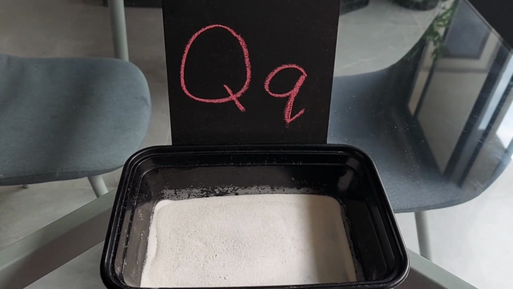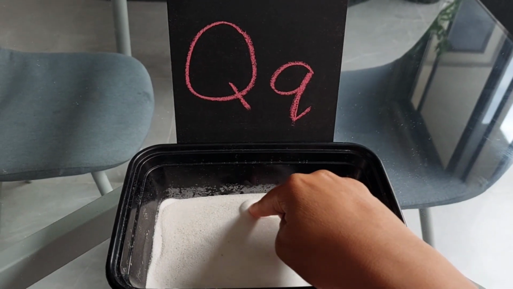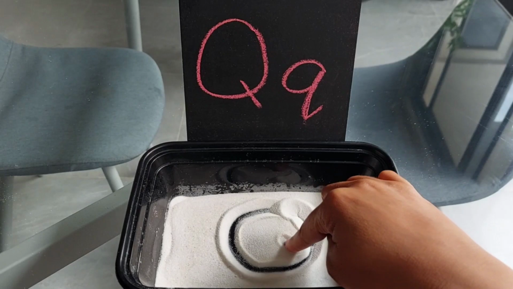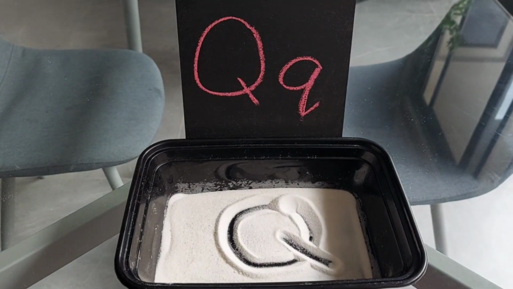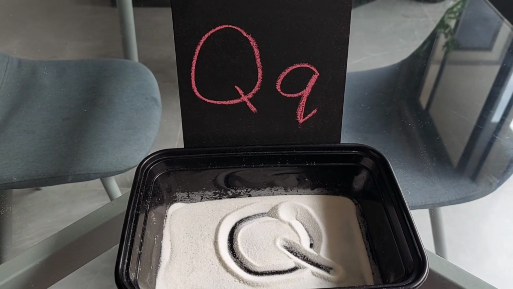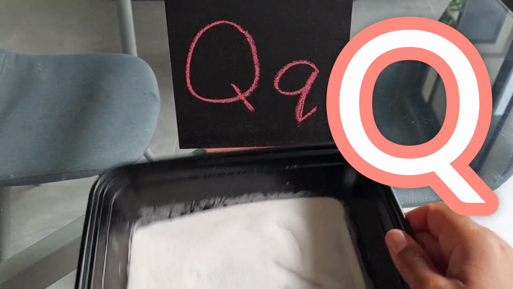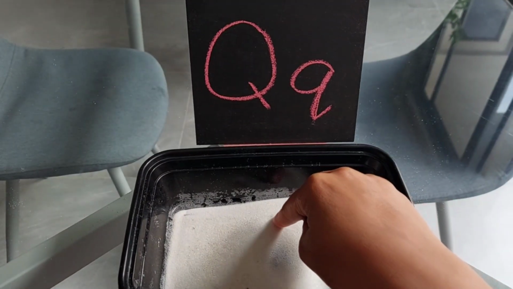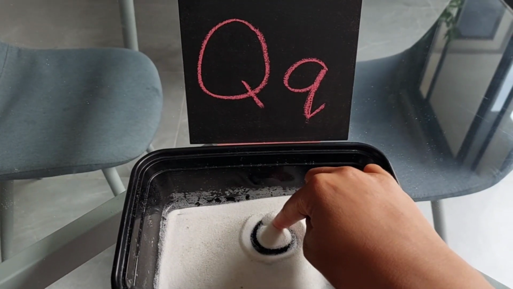To write the letter Q, we're actually going to do a big circle, so we're going to go all the way around, and then we're going to make a line somewhat in the middle and then go down. Just like that. Awesome, guys. Let's keep going. We'll shake it out. And now let's write a lowercase q. Now we'll make a little circle.